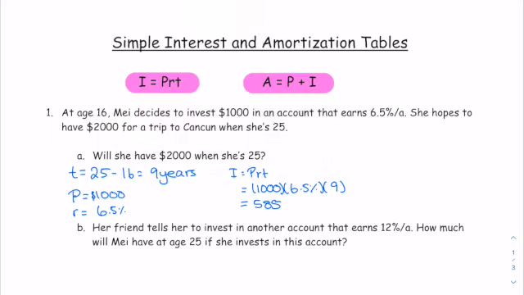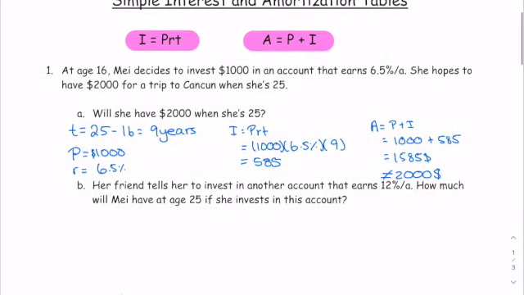And then over here we have our next equation to figure out how much total that is. So A equals P plus I. So our present value, or our principal, depending on where you're listening, plus our interest. So we have 1,585, which is not $2,000. So no, she will not have that much money.